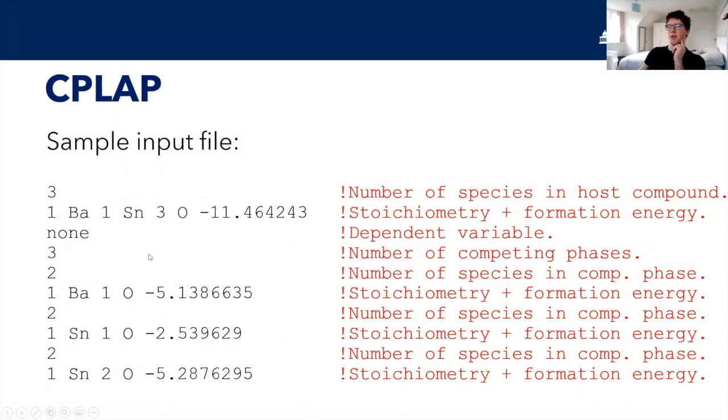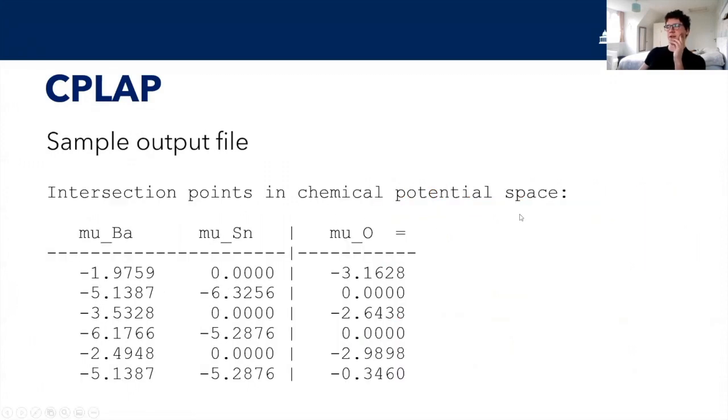We then set a dependent variable, which in this case I've set to be none of them. We then put the number of competing phases, which is 3, and then we put the number of species and the stoichiometry and formation energy for each competing phase, as we did up here. And there's a sample input file when you download the code as well, where you can run through this. So once you've run this, CPLAP then solves the simultaneous equations that you would create with all of these competing phases, and it tells you at which point these points intersect in the chemical potential space. And we can see here that when we have a really, really low oxygen chemical potential, this represents our O-poor limit, and where we have oxygen-rich conditions, this is our O-rich limit.